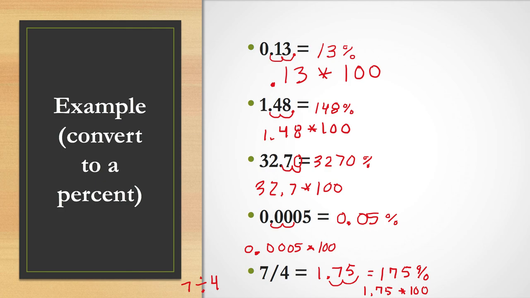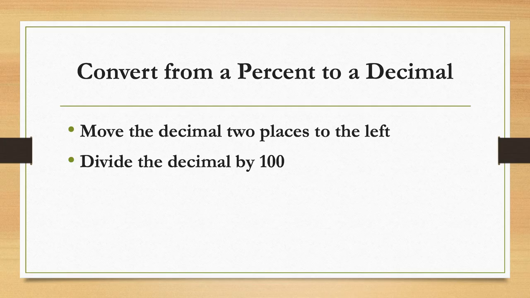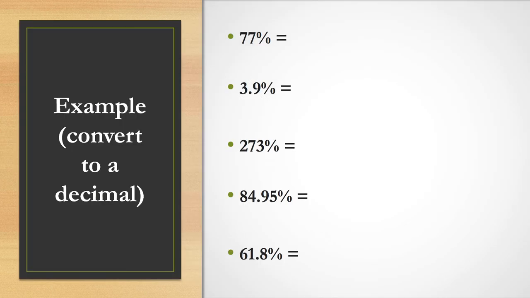All right, so now we want to look at the other direction. So if we have a percent, we want to convert it to a decimal. Again, you have 2 options. You can move the decimal 2 places to the left, or you can divide the decimal by 100. So let's look at a few examples of that.